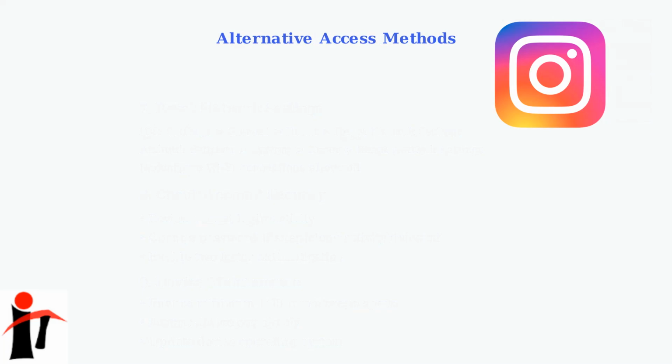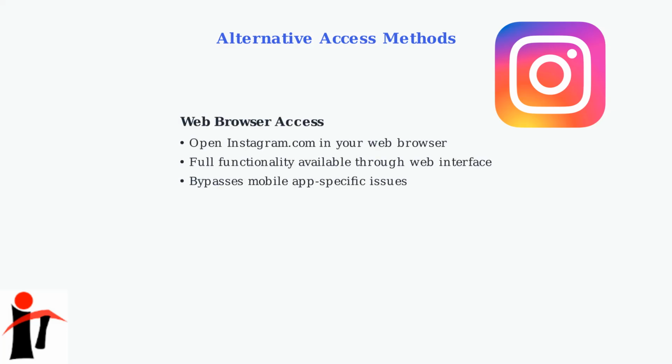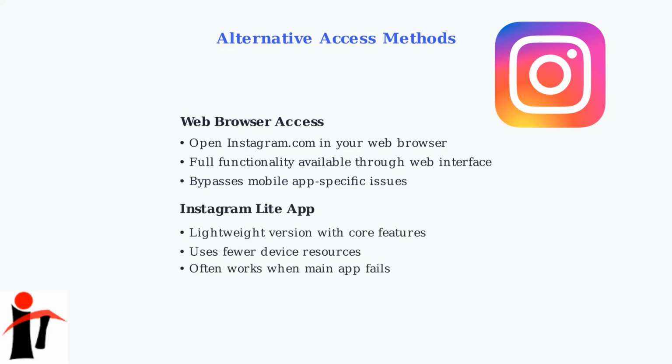If all troubleshooting steps fail, try these alternative methods to access Instagram while the issue is being resolved. Try accessing Instagram through your web browser instead of the mobile app. This bypasses app-specific issues and often works when the mobile app fails. Consider using Instagram Lite as a temporary alternative. This lightweight version of Instagram uses fewer resources and may work when the main app doesn't.